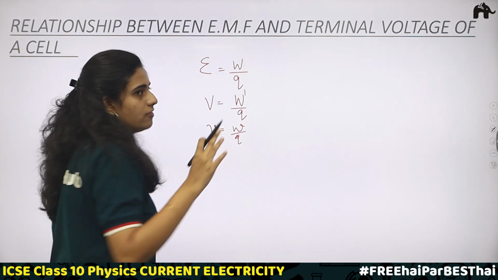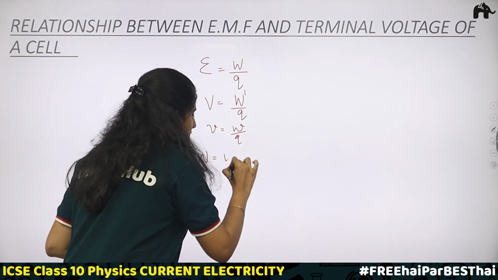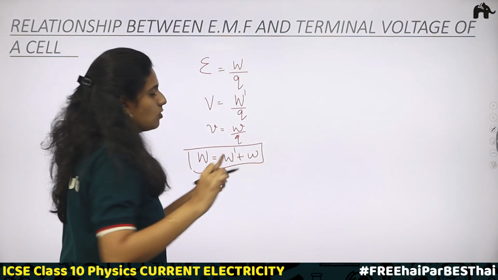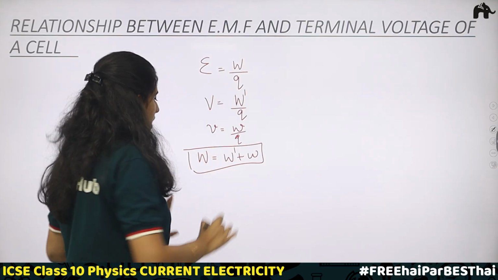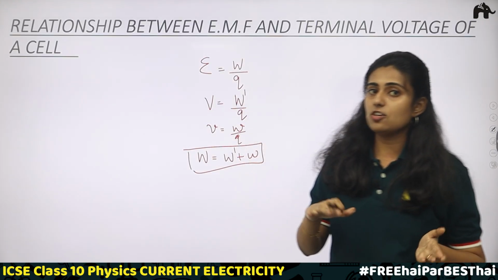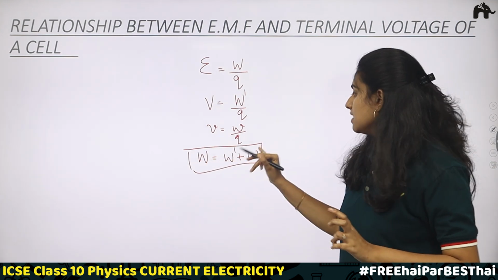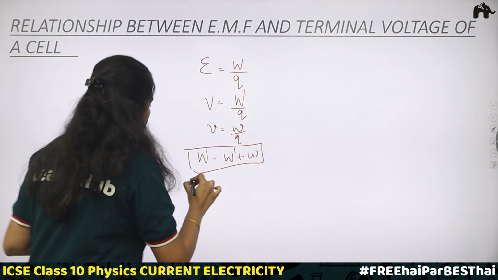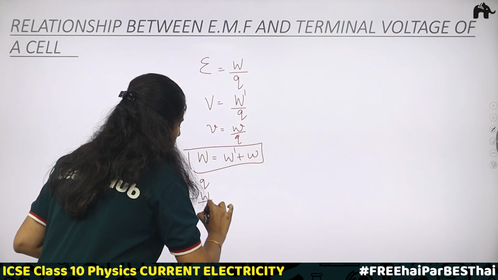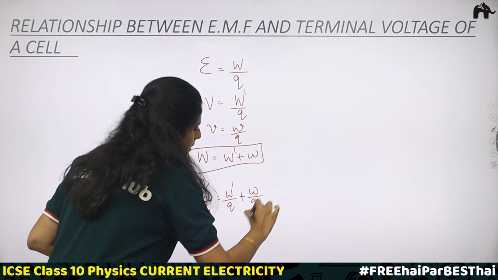We have studied the law of conservation of energy. The total work done will be the work done outside the cell plus the work done inside the cell. The law states that energy can neither be created nor destroyed but can only be transferred from one form to another. Applying it here, W is equal to W dash plus small w. Now we divide throughout by charge Q. Then W by Q is equal to W dash by Q plus small w by Q.